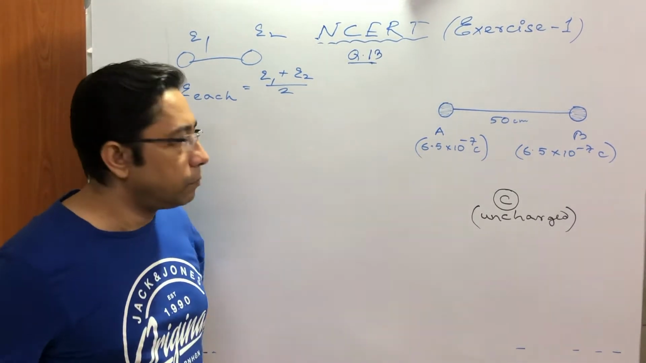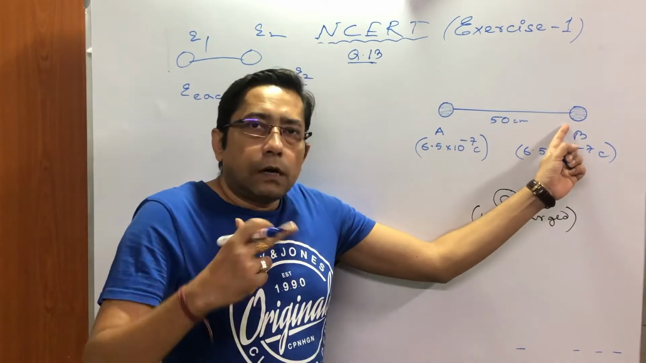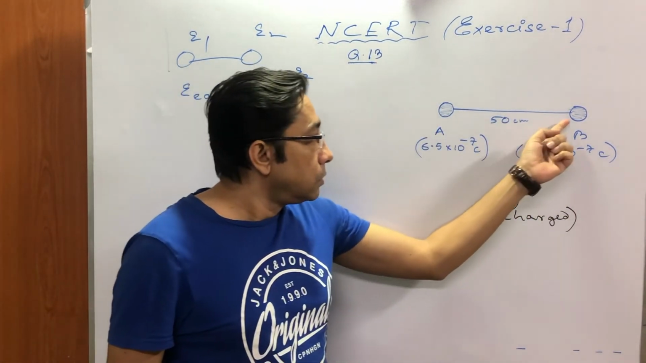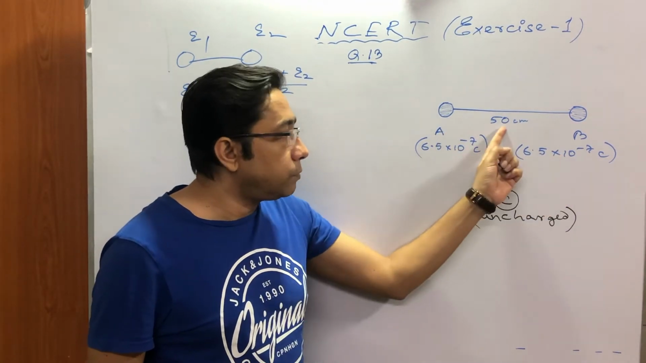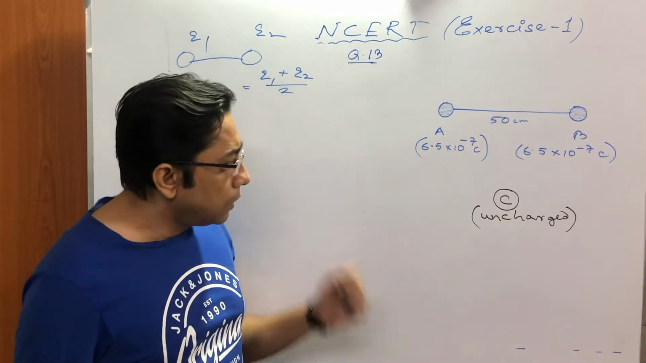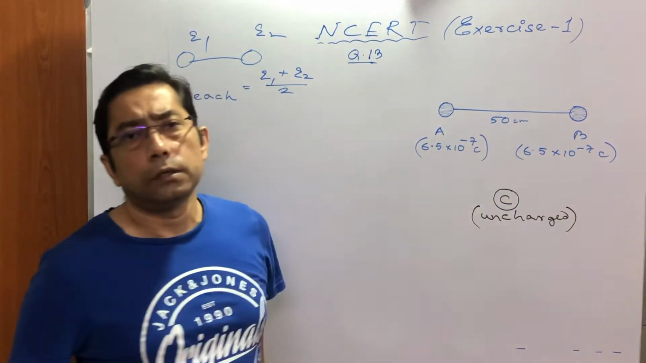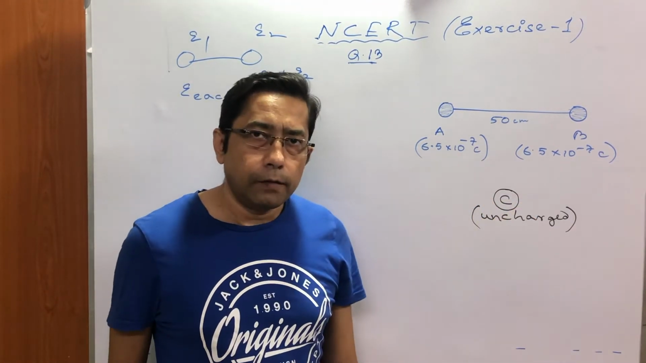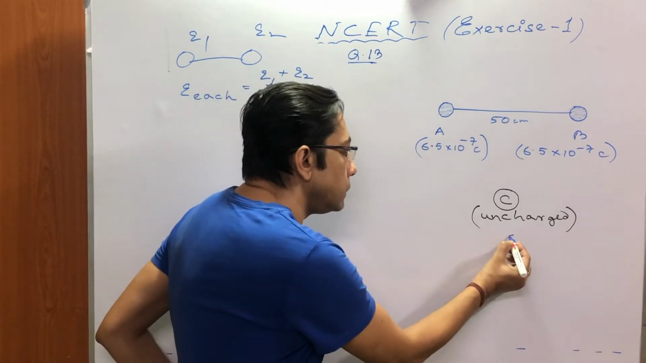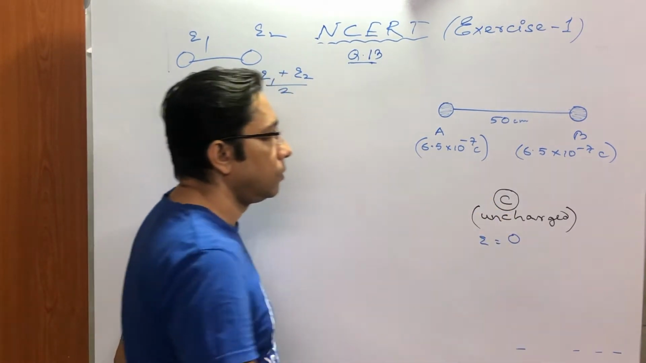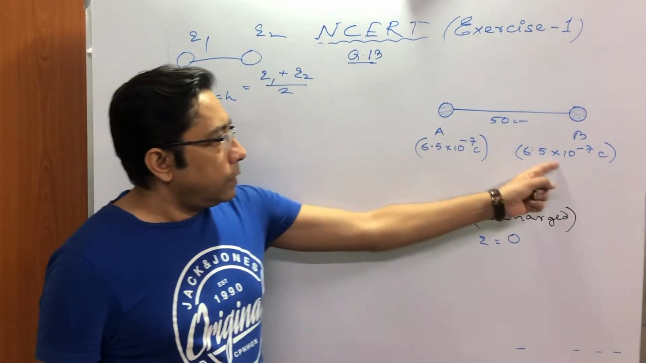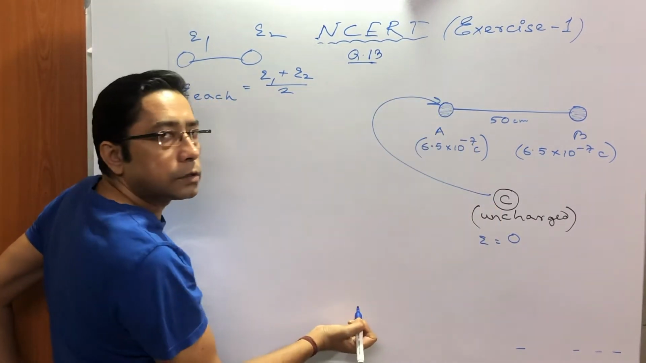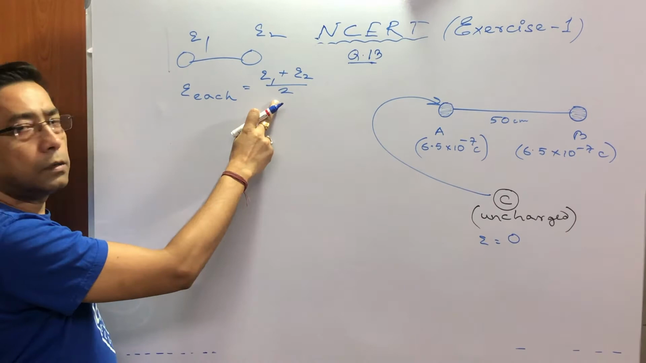Let us come to this sum. Same sum as in the last question, number 12. Same charges are there, 50 centimeter gap. Now there is another uncharged body, suppose C. It is uncharged, that means its Q is 0. This is brought in contact with A first. So what will happen? This thing will happen.